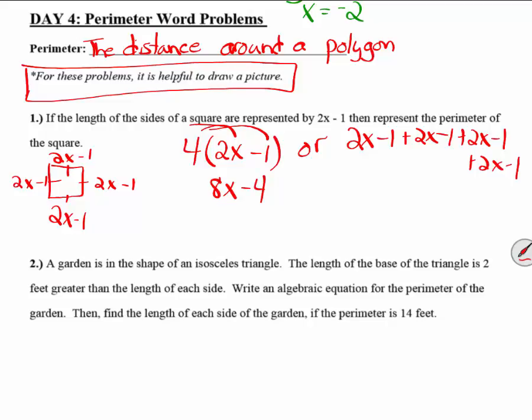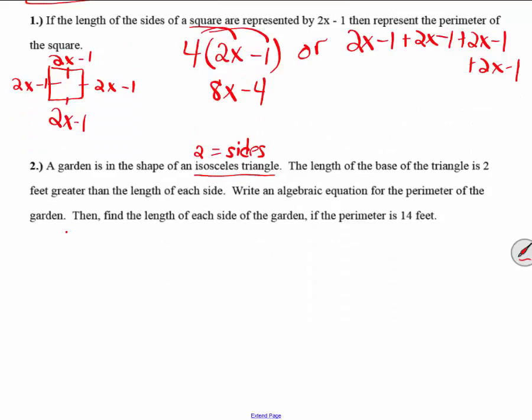All right, let's see here. A garden is in the shape of an isosceles triangle. Isosceles means that it has 2 equal sides. You need to know that from 6th grade. The length of the base of the triangle is 2 feet greater than the length of each side. Write an algebraic equation for the perimeter, then find the length of each side. So what I have here is an isosceles triangle. These 2 sides are going to be the same, and this is your base down here at the bottom.